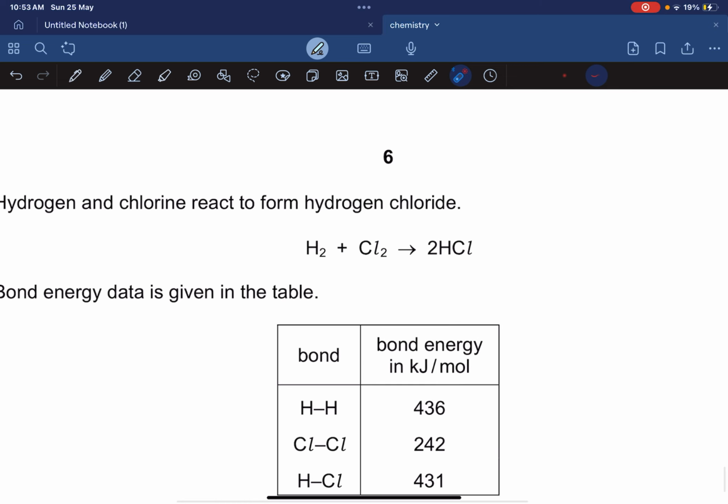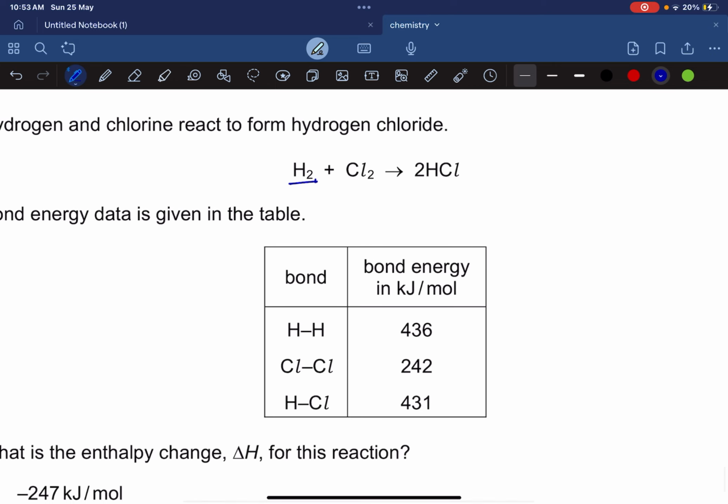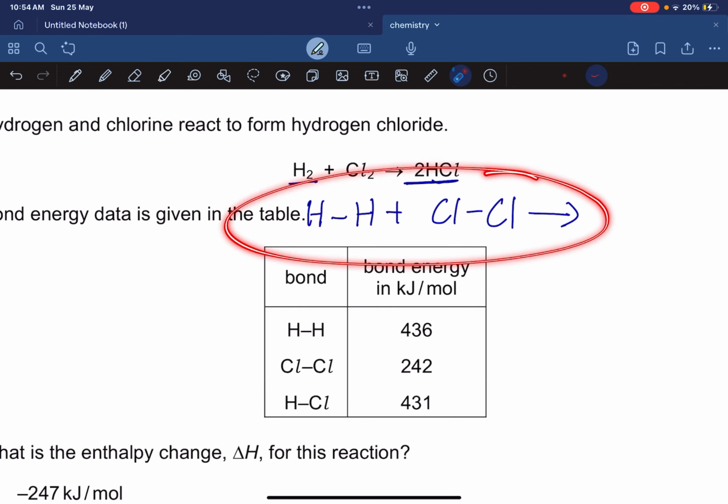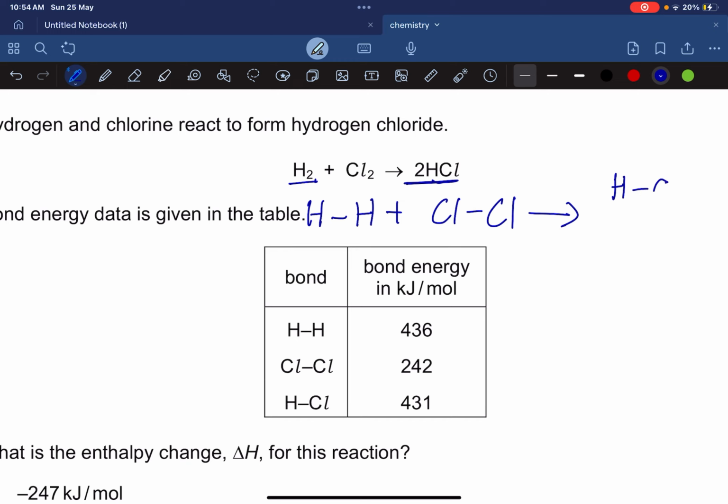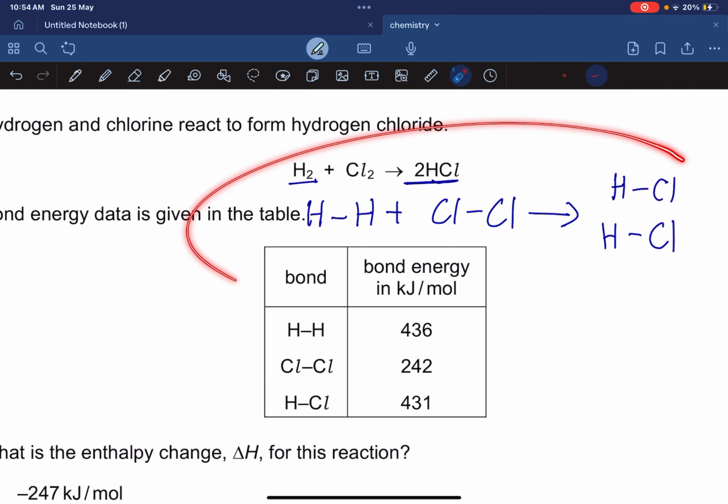The first thing I always suggest in this question is to draw it out. H2 means one H–H bond. Cl2 means one Cl–Cl single bond. And 2 HCl means, if you haven't drawn this, you would never know that over here it's 2. That means one H–Cl bond and then another H–Cl bond. So that's what the reaction looks like.